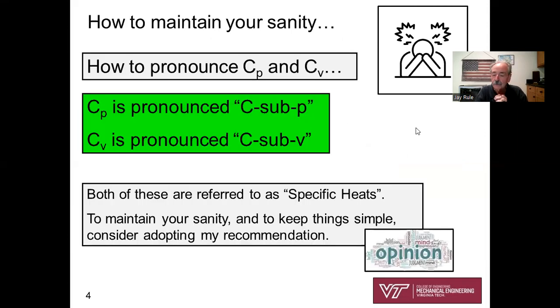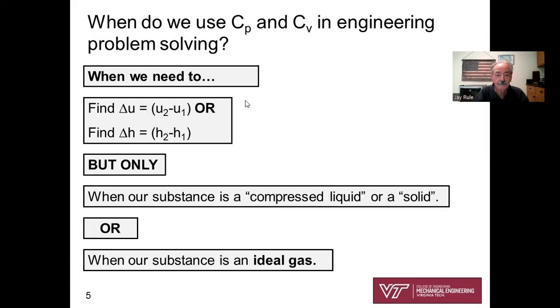Here's a way to maintain your sanity. How to pronounce C sub P and C sub V. Now, both of these are specific heats. They're both called specific heats. It's easy to get them confused. And so this is just my opinion, and you can take it or leave it, but I suggest that you pronounce this variable as C sub P and this variable as C sub V. That's my recommendation.